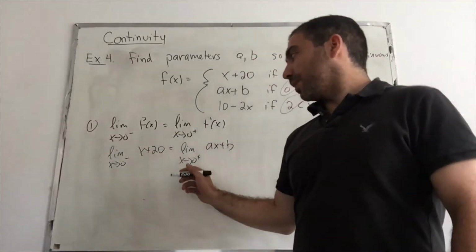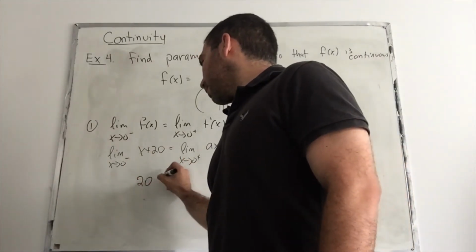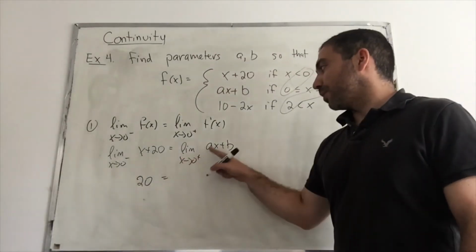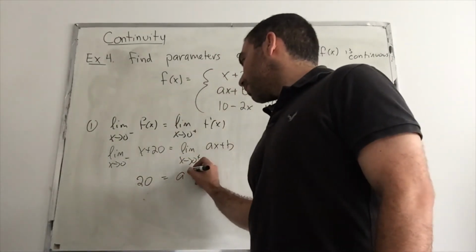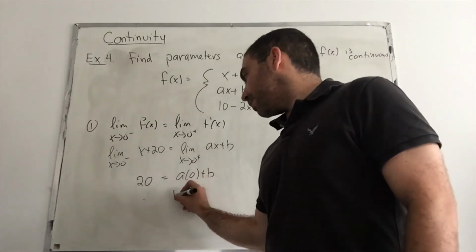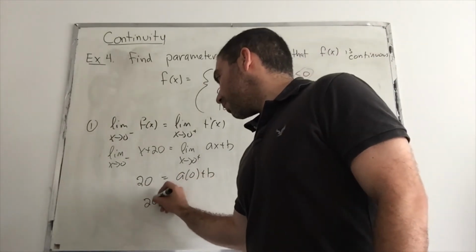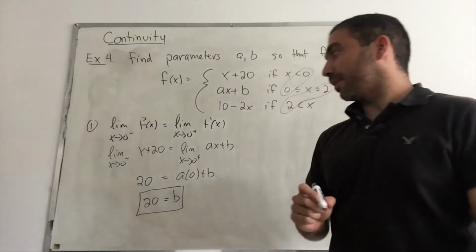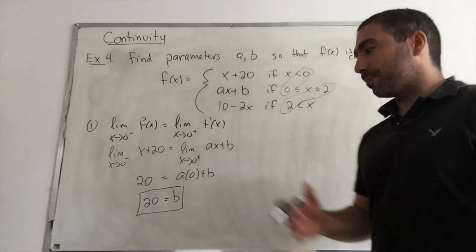Substituting x with 0, we get 20 on this side, and that's equal to, substituting x with 0, we get a times 0 plus b. This tells us that solving for this, b is equal to 20. So we found our parameter b. Now we have to go find parameter a.